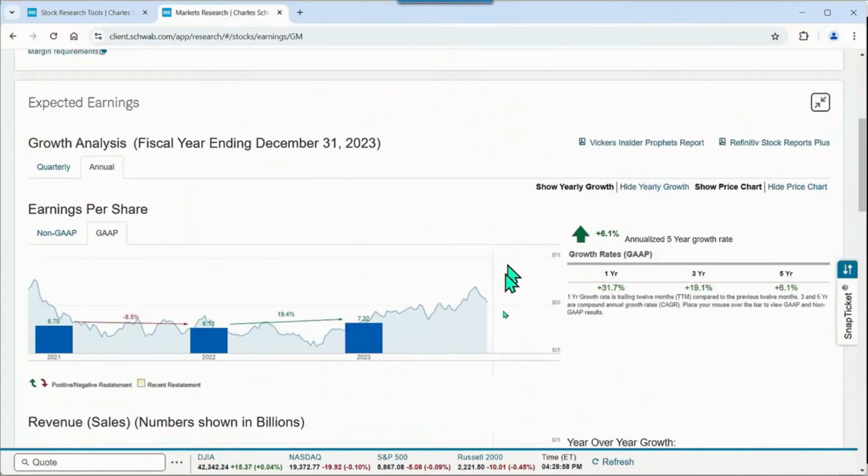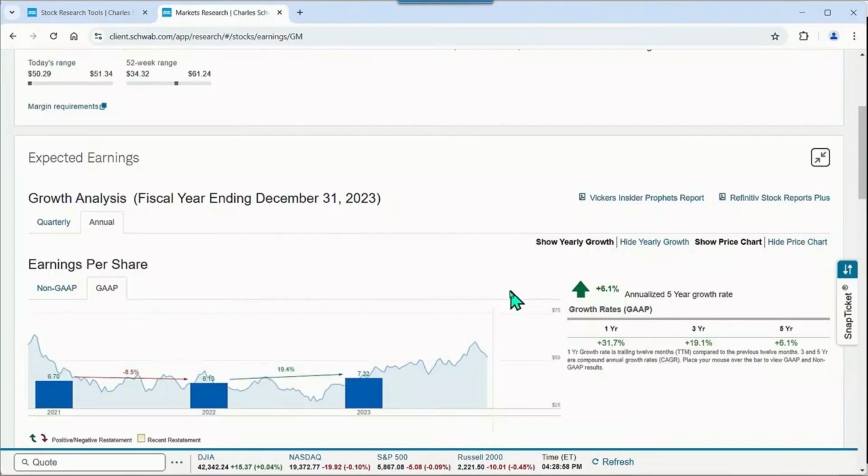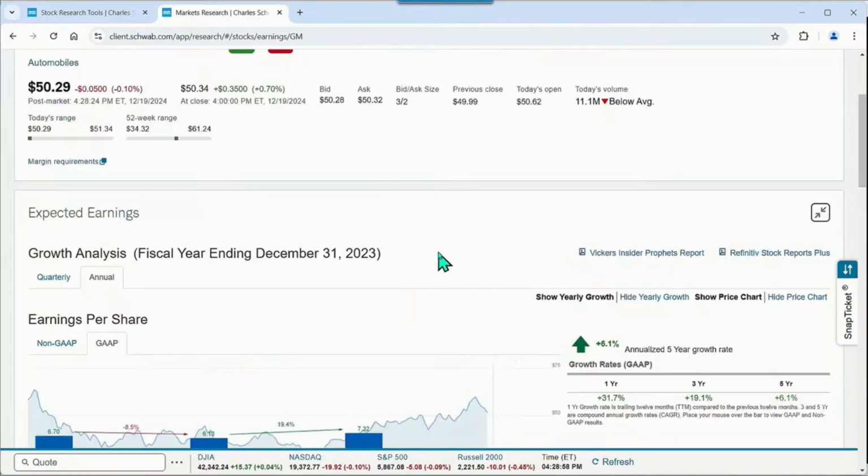So there's your earnings. Now we can see more earnings information. I'll show you as we get down the list here a little bit. We'll see a little bit more, but let me also mention this. If you want to look at it on a quarterly basis, you can click right there on quarterly.